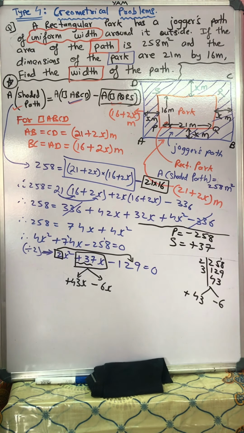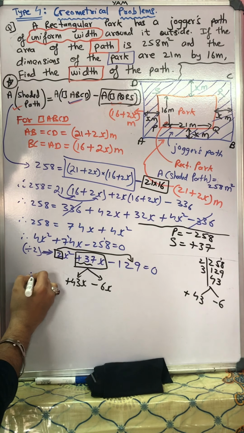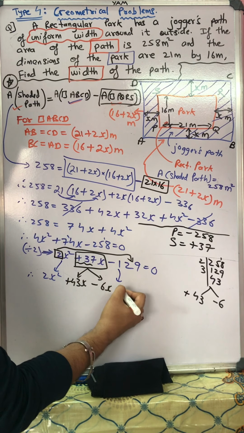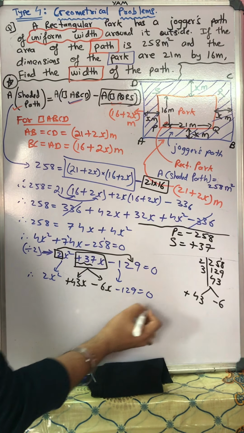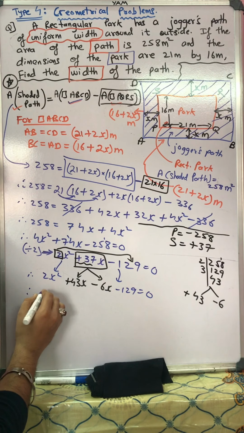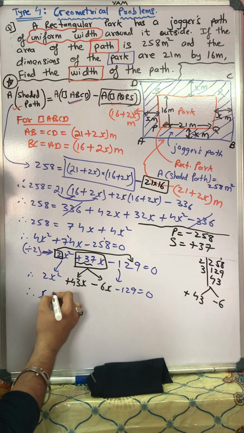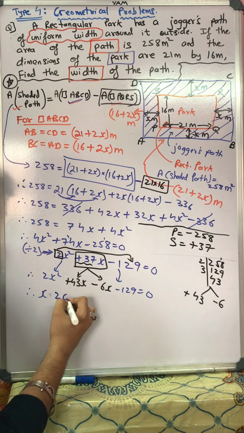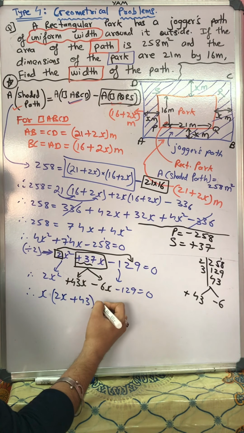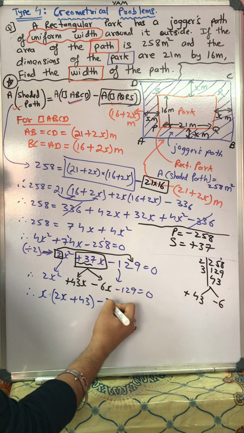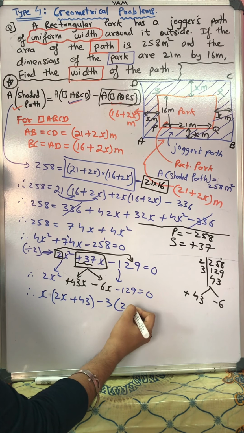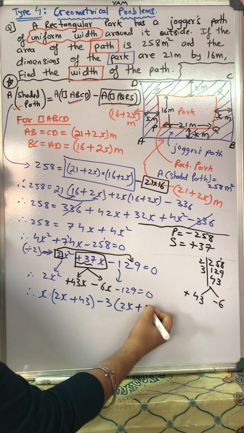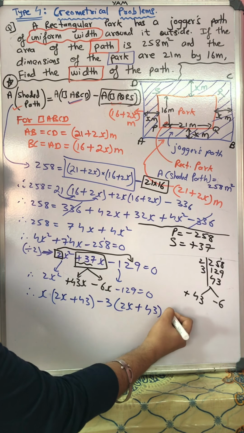Yes, students. Okay, and therefore I'll copy this 2x square as it is, and this minus 129 as it is. So there will be nothing common, just x common. So 2x plus 43, minus, I can take 3 common, so 3 2s is 6, 2x, and minus I have taken common, so this becomes plus 3 4s are 12, 43 is equal to 0.